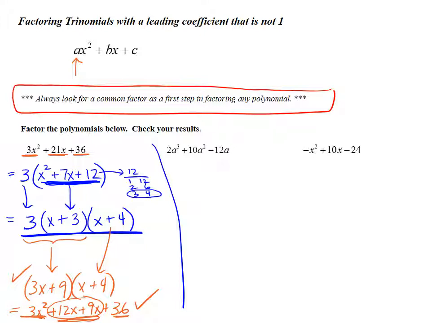All right, next example, we have 2a cubed plus 10a squared minus 12a. Here we have a 2 in each term because they're all even. But we also have something else. If you look closely, there's an a in every term. So we can actually take a 2a out at the beginning.